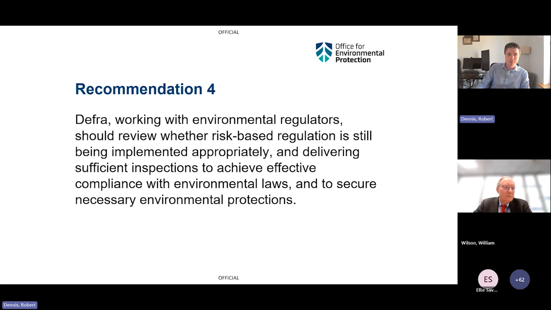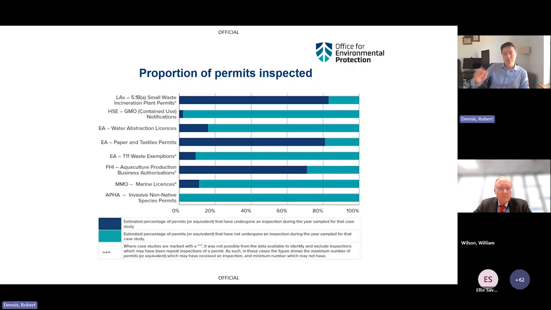And actually, I'll just flick forward here. This is a graph that is in the report. Really important to put a caveat on it. There are lots of reasons, and in some cases, good reasons for big variations in the amount of scrutiny that permits or equivalents are receiving. But the point stands that, as you can see from this, the light blue shows that very large proportions in some cases of permits or equivalent actually weren't receiving inspections in a given year.